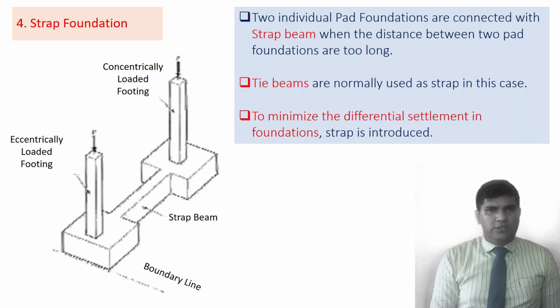A strap foundation is where two individual pad foundations are combined or tied with a tie beam. So we introduce a tie beam to minimize the differential settlement in the building. We can connect the two pad foundations by the tie beam and minimize the differential settlements.